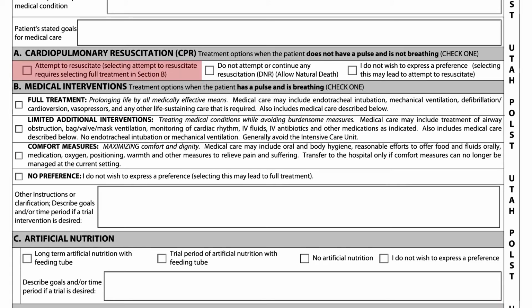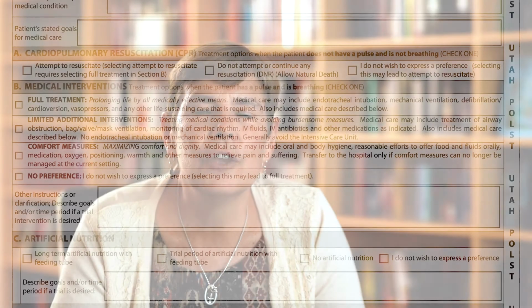They can say, I want to have CPR, and then they check the first box. If they do not want any attempt to do CPR, they will have the DNR, which is the do not resuscitate, also known as allow a natural death. Some patients are just not sure, and they want to be able to say, I don't know. The third box is for that. If you choose not to make a decision, the default is that someone will attempt CPR.